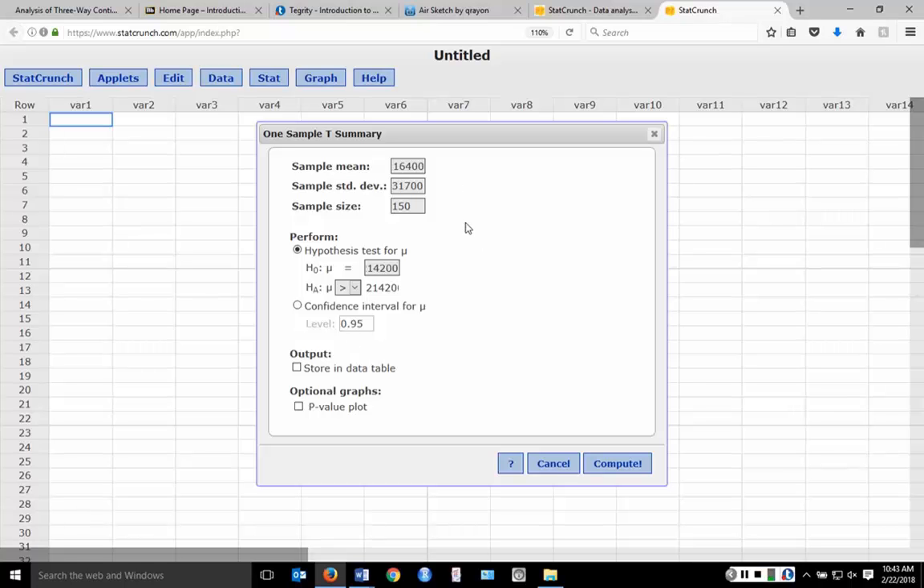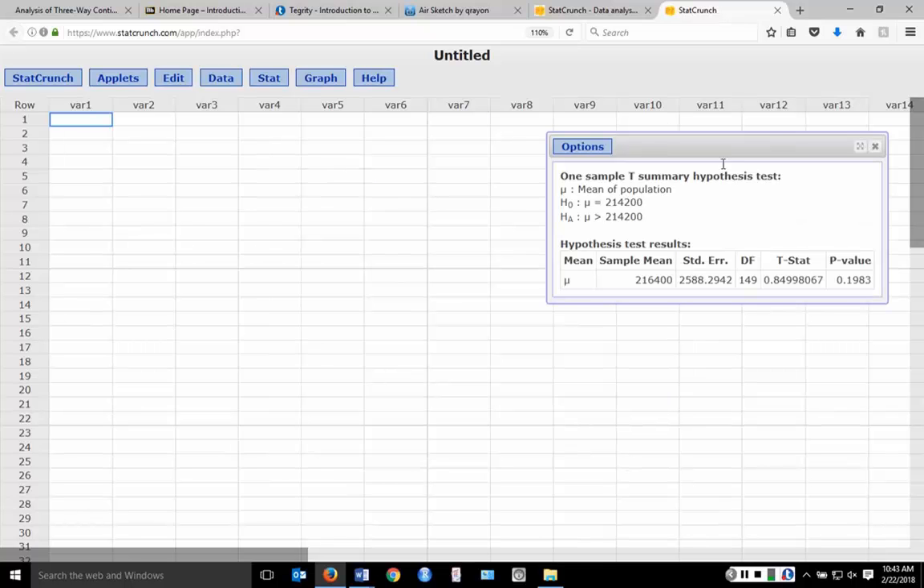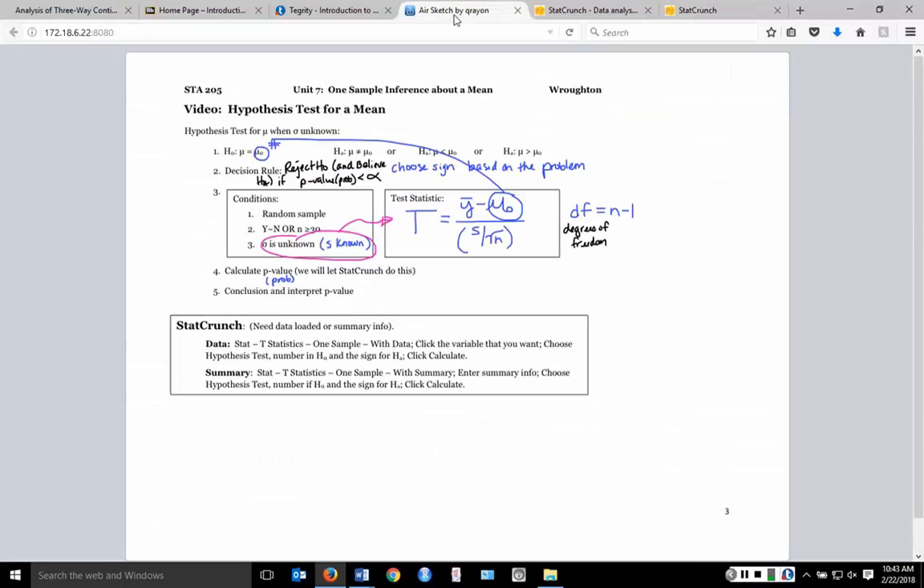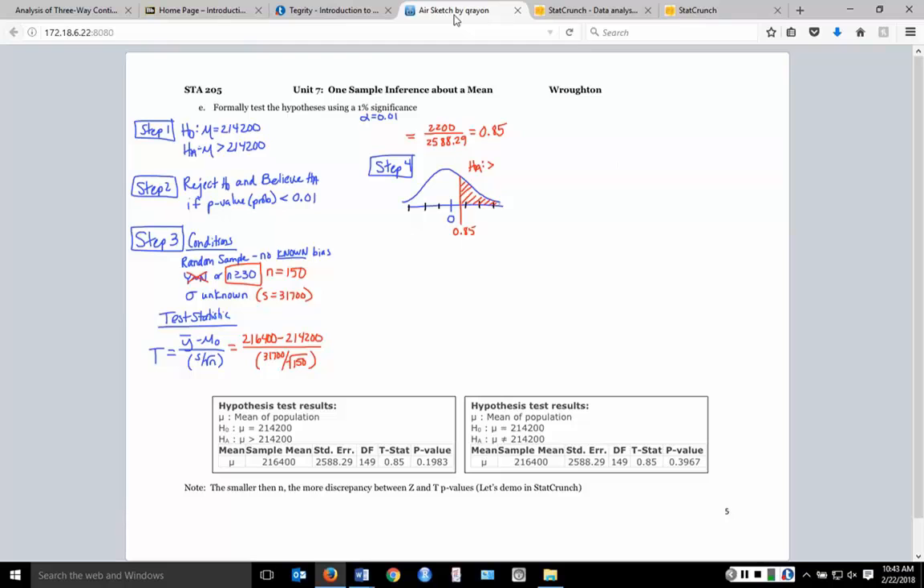Once I have that, I'm just going to hit my compute button, which gives me my results here. If you'll notice in the notes, I gave us actually 2 sets of output. The difference here is, notice here is the greater than sign. Here would have been the 2-tailed test. Notice the only thing that changes in your output then is actually your p-value. So making sure you have the right sign to give you the right p-value can make a big difference if you have the wrong sign there.